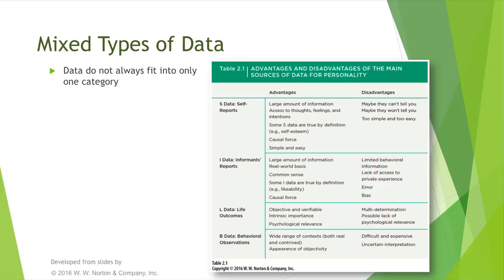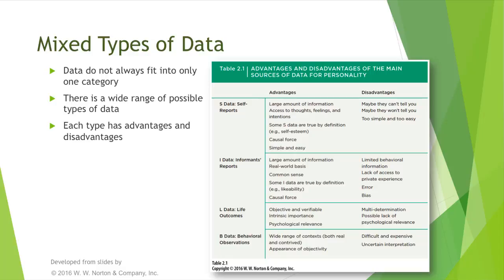So those are the four main ways that we can look at personality, but it's important to remember that data don't always fit nicely into only one category. Mixtures and combinations of these different types of data are possible. However, the take-home message for you with this mini lecture is that there are a wide range of possible types of data, and each type has its advantages and disadvantages.